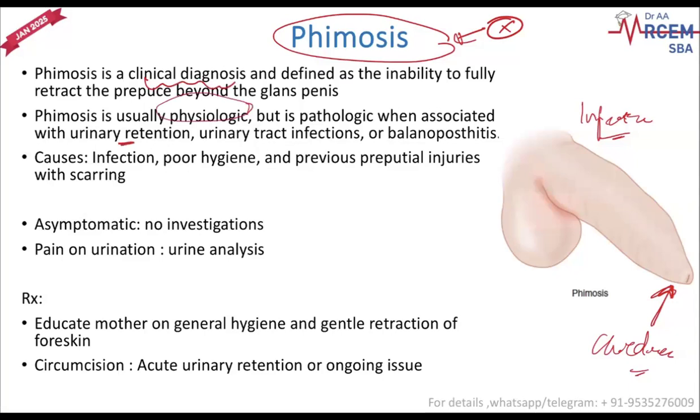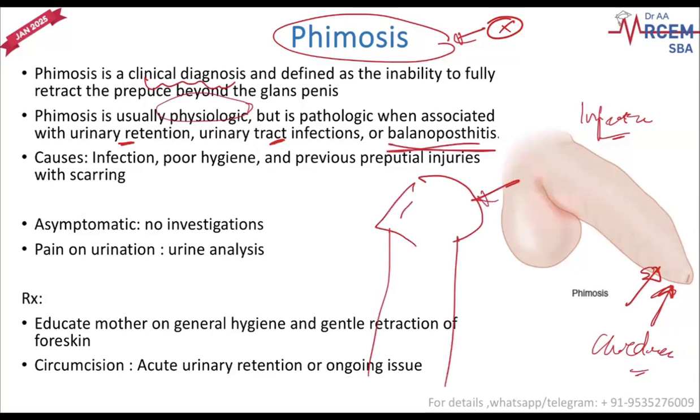Sometimes it might be pathological, leading to urinary retention, urinary tract infection, or balanoposthitis, basically infection of the terminal parts of the penis. The foreskin also gets involved and infected. So most of the time, it is the poor hygiene which is leading to the infection here. If there is an infection, you'll be giving antibiotics. Otherwise, you will be recommending good hygiene. Just counsel the mother, as it is seen in the pediatric age group. Counsel the mother how to maintain good hygiene and gently retract the foreskin. Over time, they'll be able to retract and you can just discharge them.